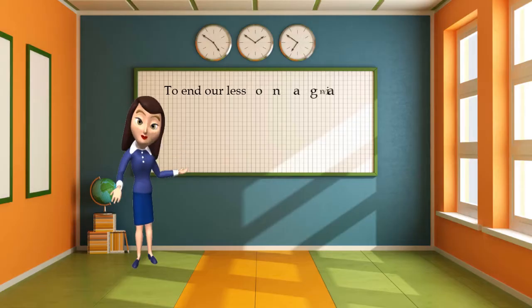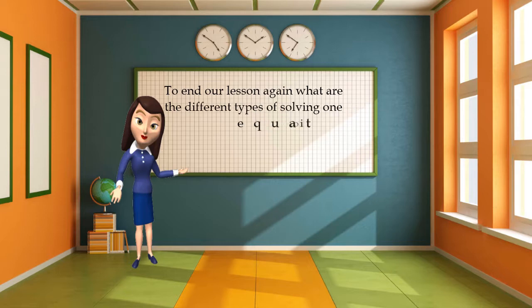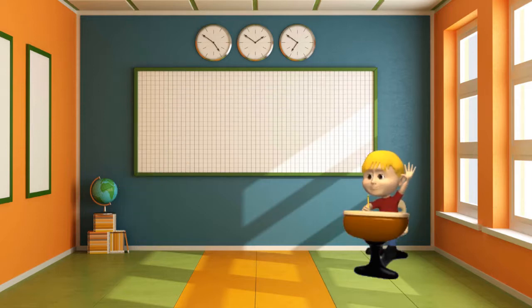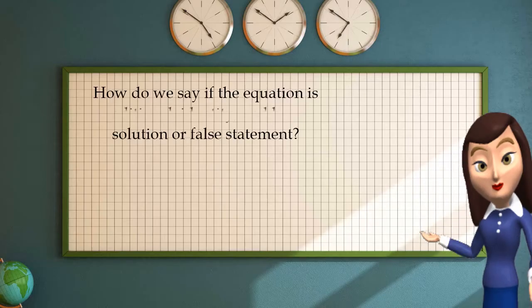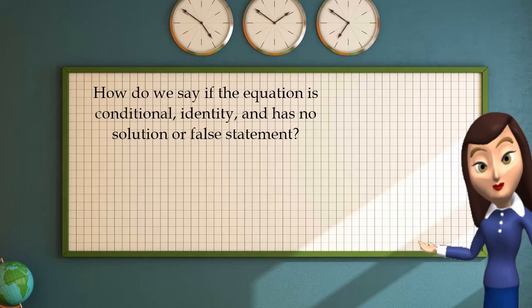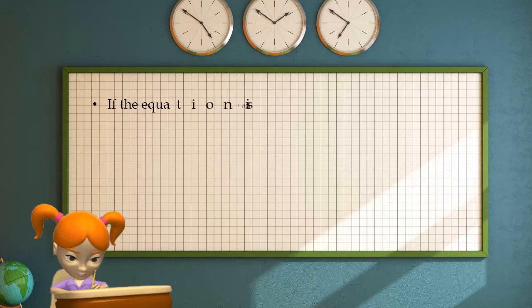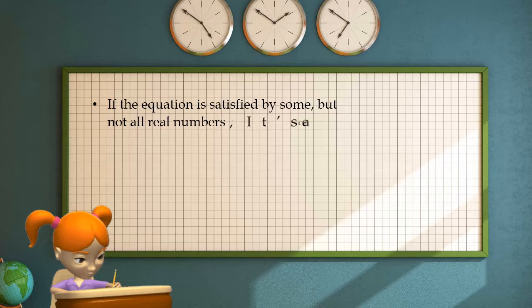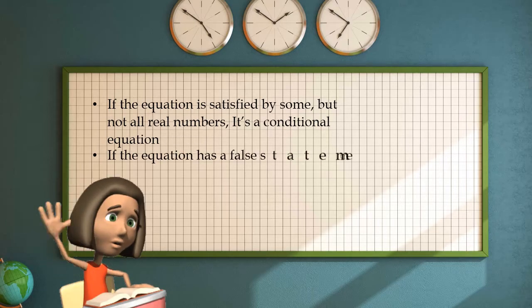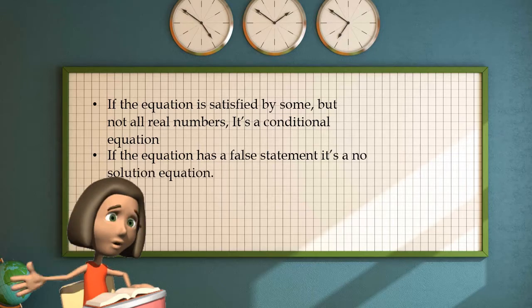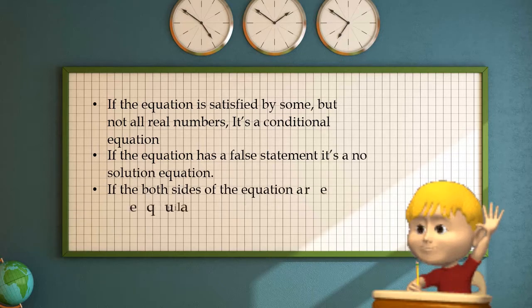To end our lesson, again, what are the different types of linear equations? The types are identity equation, conditional equation, and no solution. How do we say if the equation is conditional, identity, or has no solution? If the equation is satisfied by some, but not all, real numbers, it's a conditional equation. If the equation has a false statement, it's a no-solution equation. If both sides of the equation are equal, it's an identity equation.